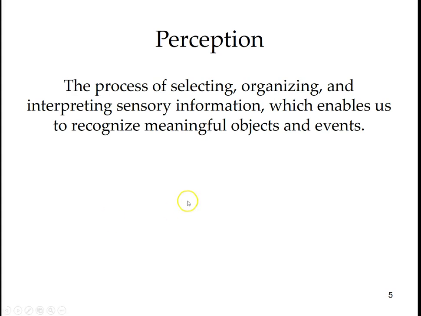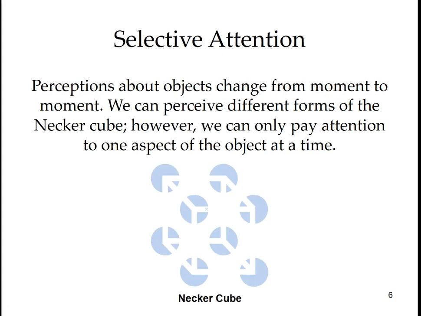Perception is the process of selecting, organizing, and interpreting sensory information, which enables us to recognize meaningful objects and events. Perceptions about objects change from moment to moment. We can perceive different forms of the Necker cube. However, we can only pay attention to one aspect of the object at a time.